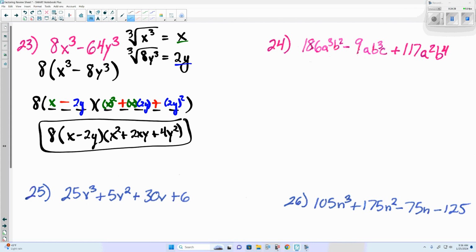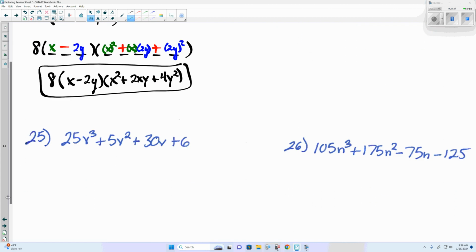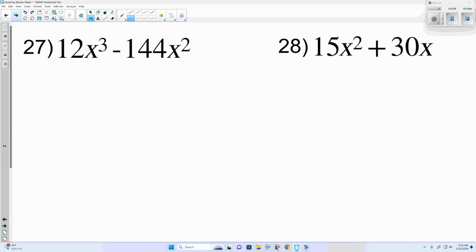We are skipping 24, 25, and 26 because there is no factoring by grouping on the test. All right, we're looking at 27, 28. Now 27 does have, let me look at 24. 24 is like 1. Yep.